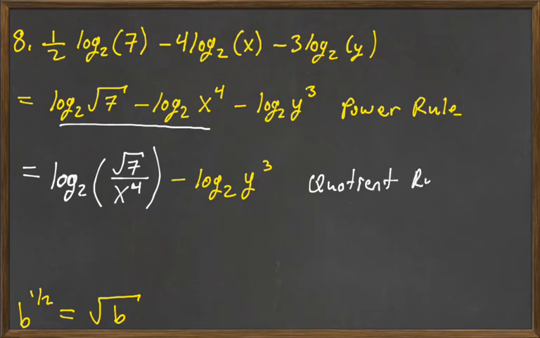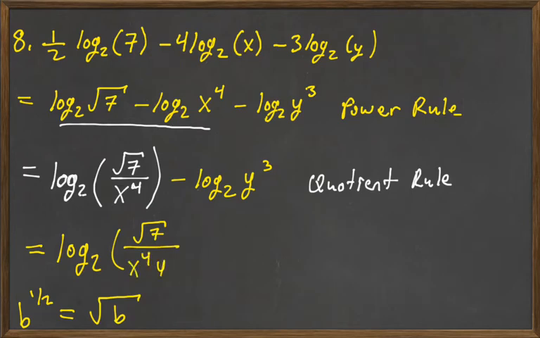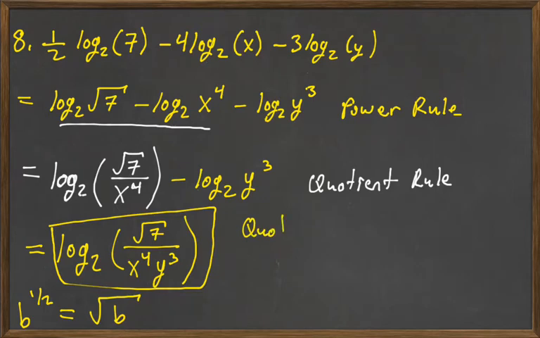And we can go ahead and use that quotient rule again because we have logs of the same base and we're subtracting them. So that's going to be the square root of 7, and then on the bottom will be the x to the fourth and y to the third, using that quotient rule again. Now, I have a little saying: if it's positive, it's on top, negative on the bottom, if you want some help remembering where things go. So positive on top, negative on the bottom.